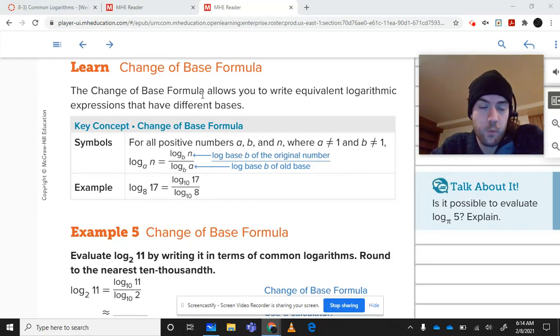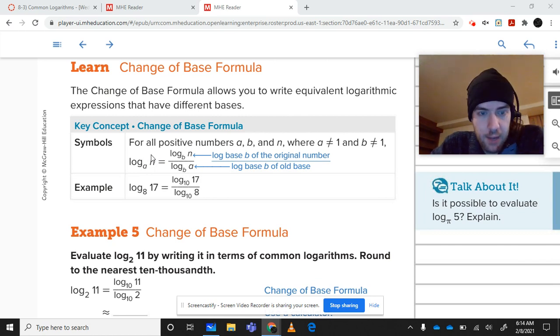Okay, so you would have seen in the previous video from Sal Khan the proof for where this change of base formula comes from. What we want to be able to just recognize when looking at this is what our different values A, B, and N stand for.